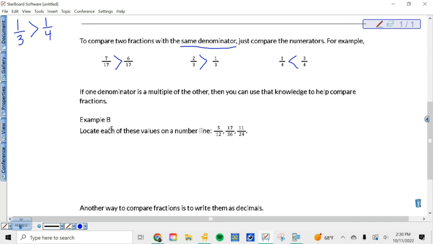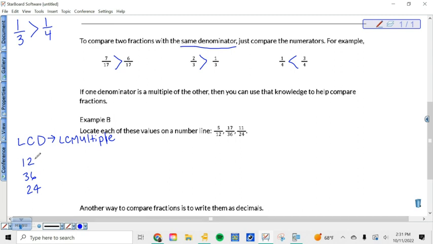So what we're going to do, I'm going to show you two different ways of thinking about it. The first way, we're going to find the least common denominator. You're going to get common denominators. So what are my denominators here? 12, 36, and 24. When we want to find a least common denominator, we need to think about least common multiple.